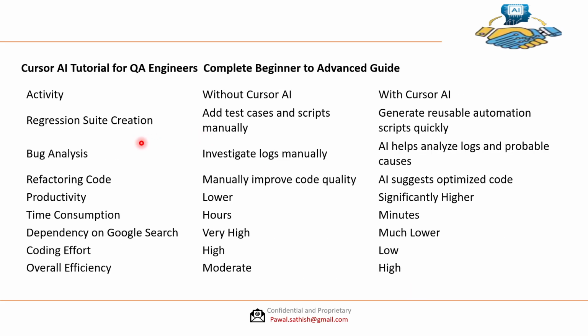Next, considering regression suite creation, as a manual tester or automation tester, without Cursor AI we add the test cases and scripts manually in traditional QA. Using Cursor AI, it generates reusable automation scripts quickly. If there are any bugs or defects, we need to investigate the logs manually, opening the log files and watching the logs carefully. But with the help of Cursor AI, it helps analyze the logs and find probable causes.